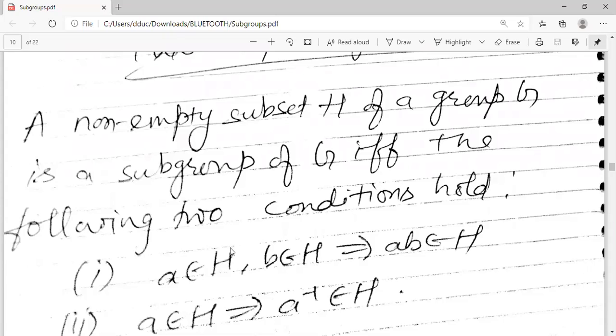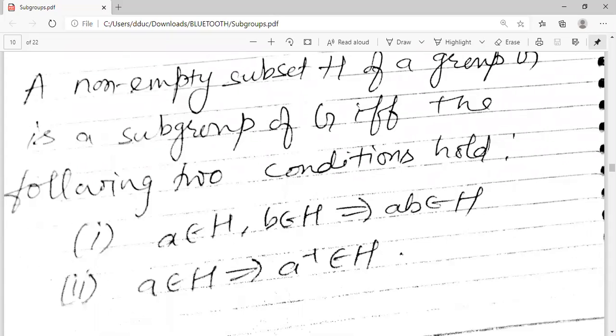So first you have to check the closure property, and then the second step: a belongs to H implies a inverse belongs to H. That means every element should have its inverse in H. So closure and inverse, these two things, if you check, then that subset becomes the subgroup. So these are the two conditions.